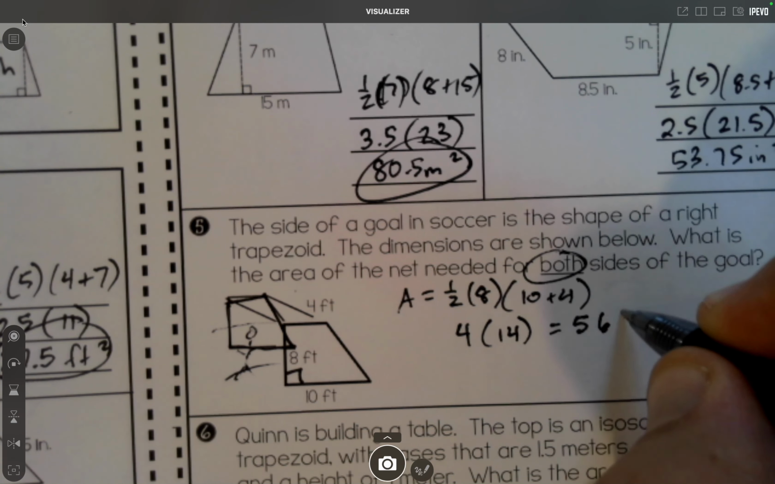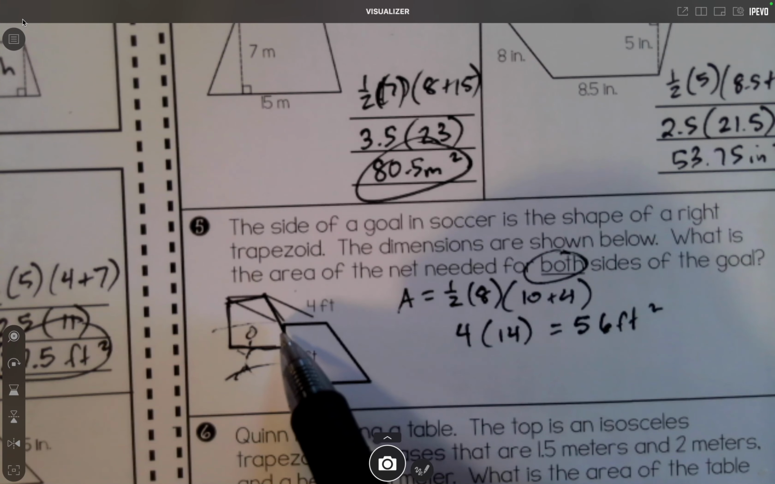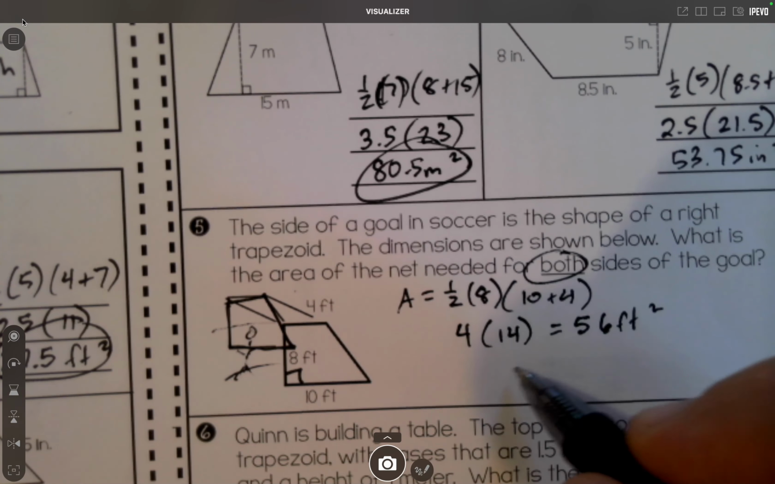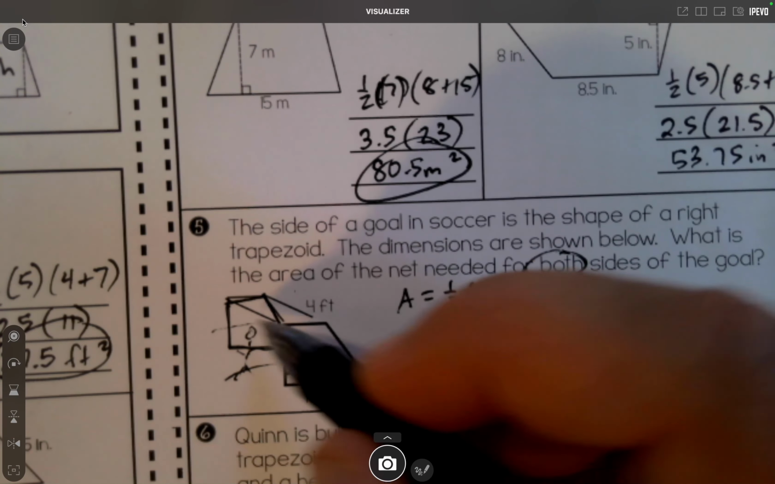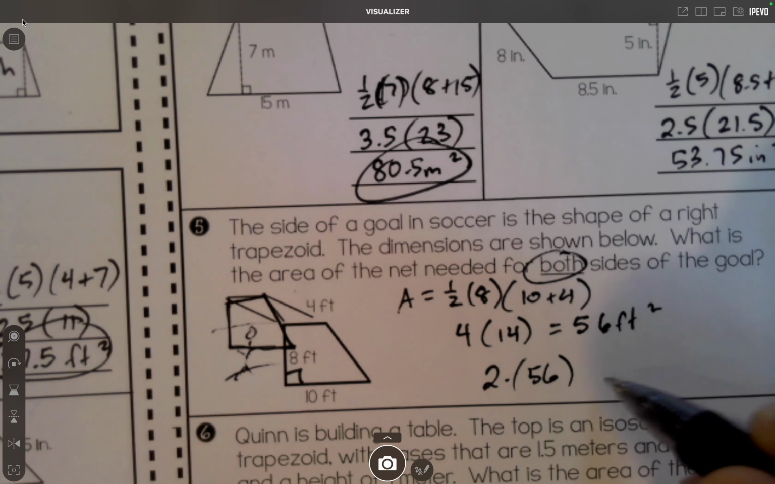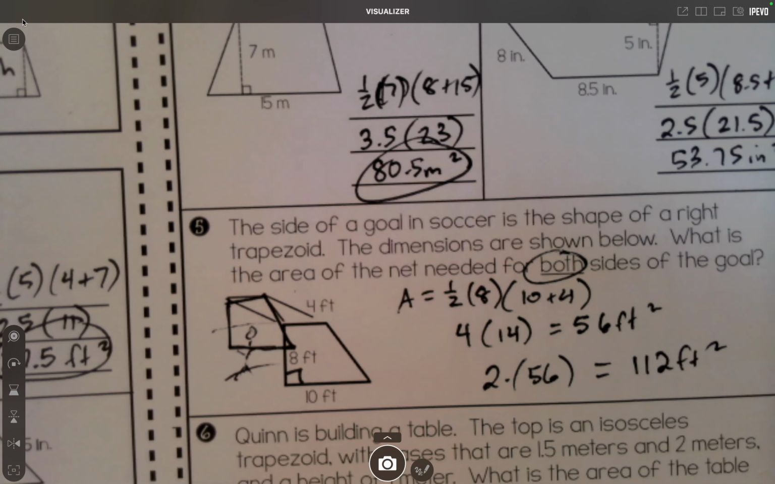So one side would need 56 square feet. Just this side, which is closer to us, would need 56 square feet of net. But we've got to double that because there's two sides. That's why it says both sides. So 2 times 56 gives us 112 square feet.